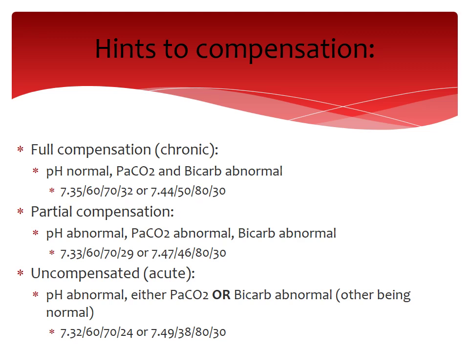Okay, so let's look at a metabolic problem with compensation. We have 7.49. Let's go down to the bottom again, down to the acute problem. This is day 1. 7.49, 38, 80, and 30. So it's an acute metabolic alkalosis. We followed our rules. We have an abnormal pH, and our bicarb is abnormal, but the PaCO2 stayed the same. It hasn't recognized there's a problem.